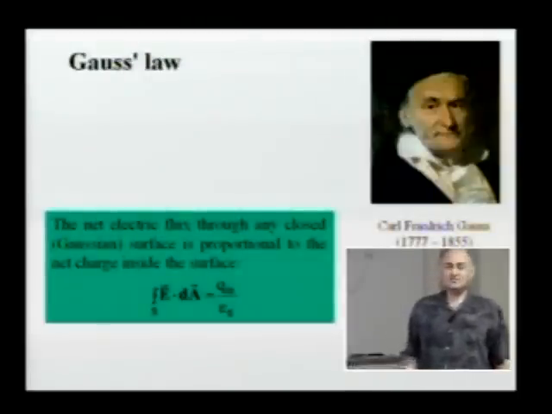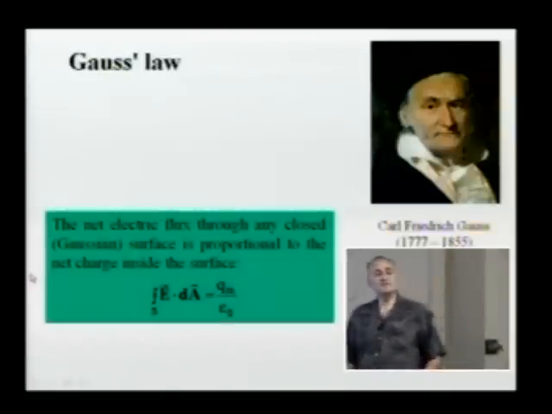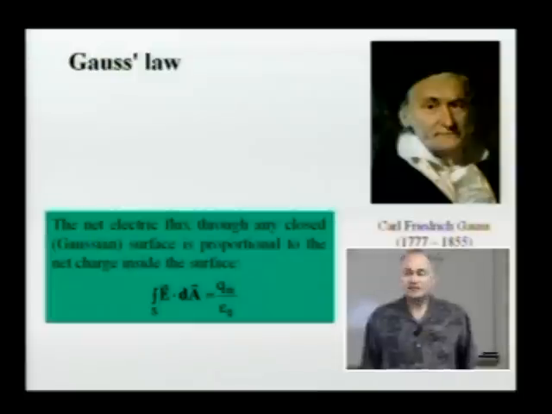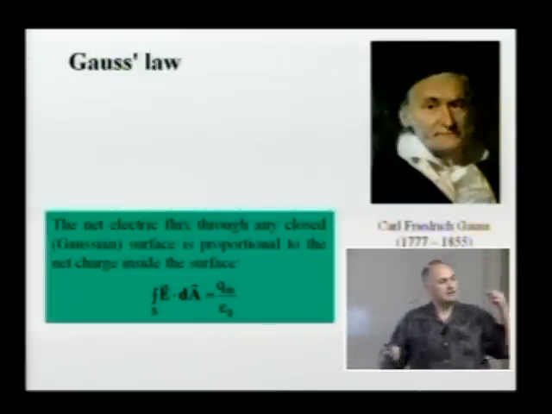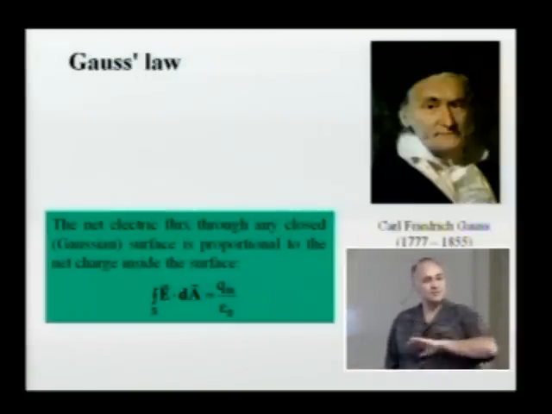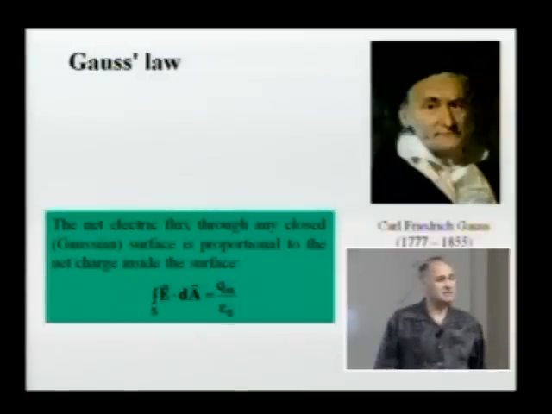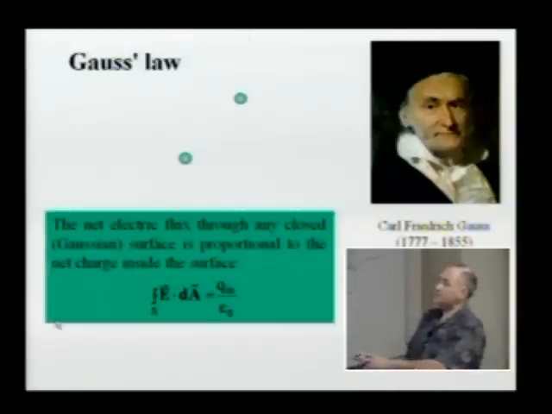And Gauss's law says that the electric flux through a closed surface is proportional to the net charge inside of that surface. So for example, if I take a sphere and try to figure out what should be the net flux through that sphere, I would have to see what is the value of the charge of all particles inside the sphere, no matter where they are. All right, so let's say that I have two charged particles.